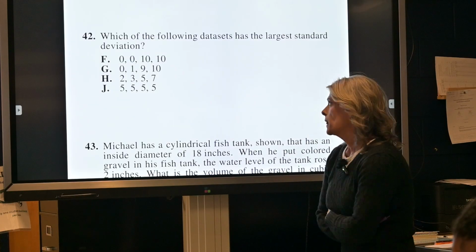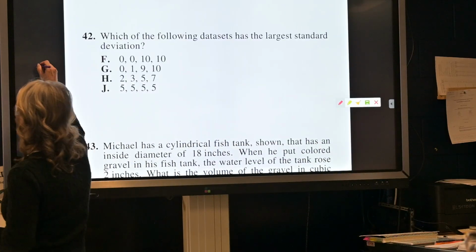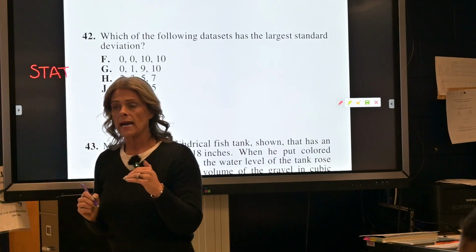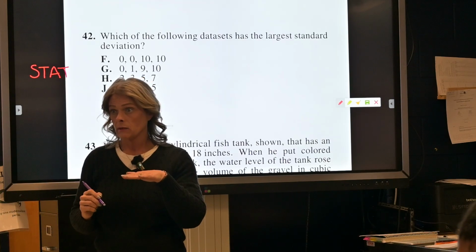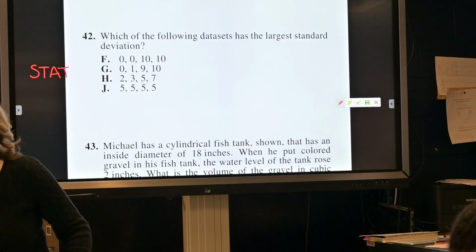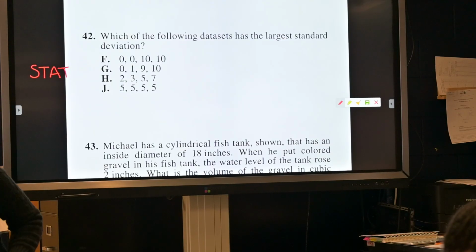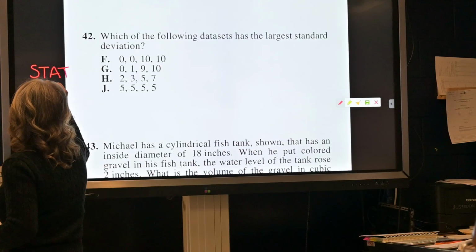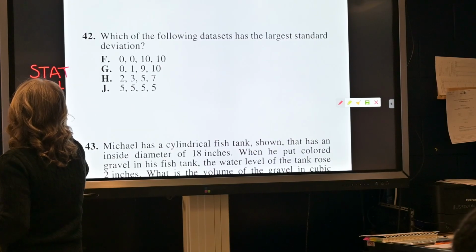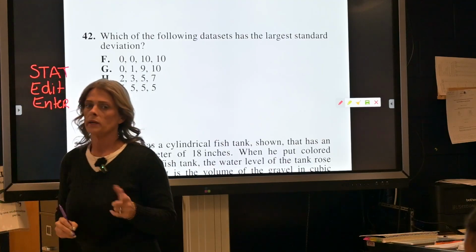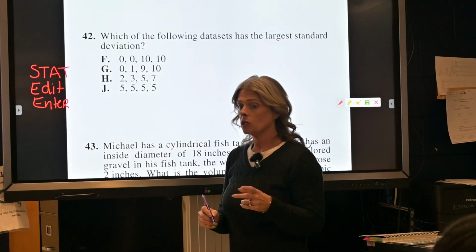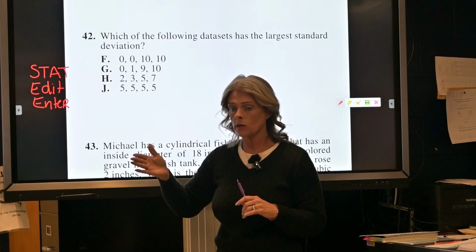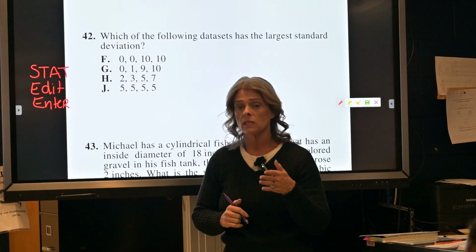So you're gonna hit stat, and I'll write it over here to the side. When you hit stat, it's gonna already be on edit. Hit enter. Does yours say that? Yeah, so it's edit, so hit enter. What you're actually editing are the lists. If you have your calculator, you're gonna see there are several columns, and each one of those is a list. That first column is gonna be list 1.